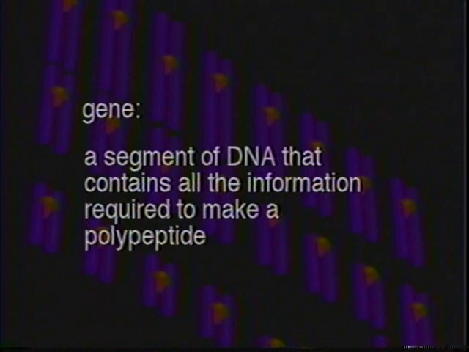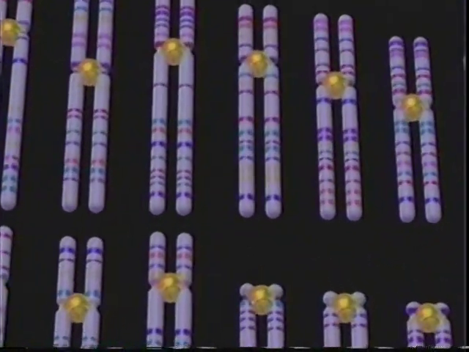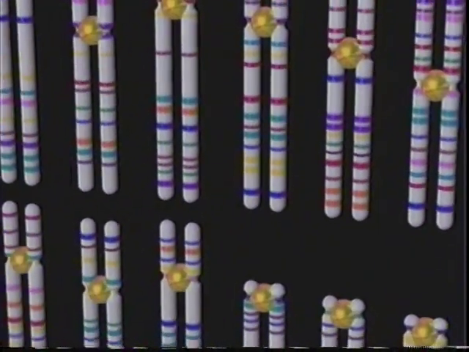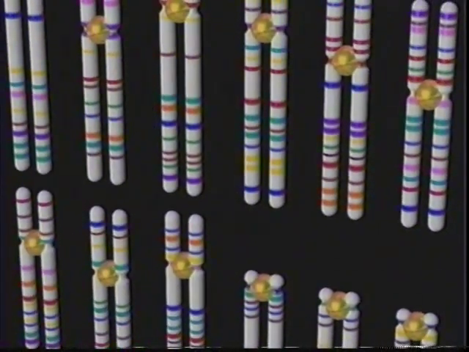A gene is a segment of DNA that contains all the information required to make a polypeptide. Each gene contains a specific sequence of nucleotides that determines the order in which amino acids will be linked together to form the polypeptide. As you recall, polypeptides are manufactured in the cytoplasm. Transferring the information in a gene to the site of protein synthesis requires RNA.